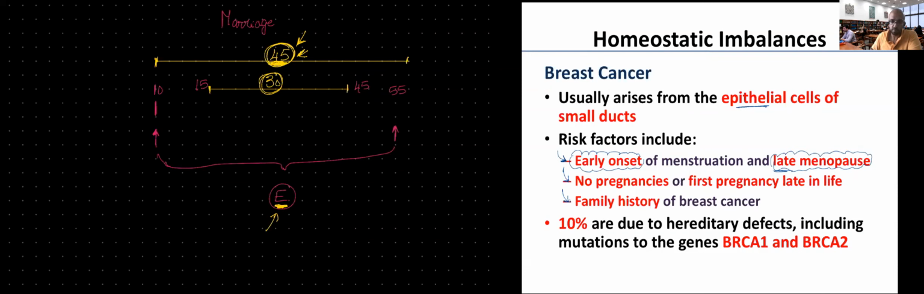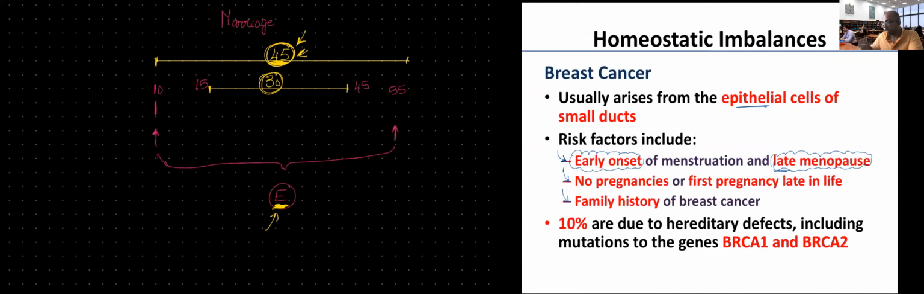What do you think? Not being a female, being a male. So males will have a much lower risk because they do have very low estrogen levels. All right, does this make sense? So not being a female in the first place is going to be reducing the risk of developing breast cancer.